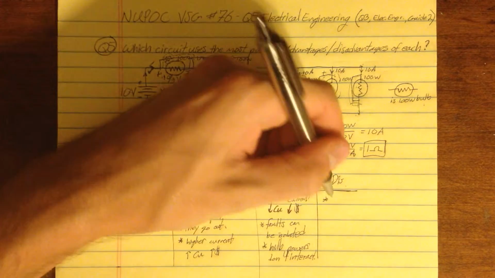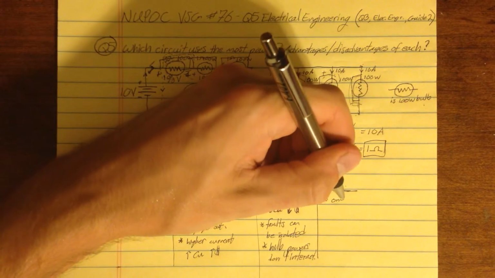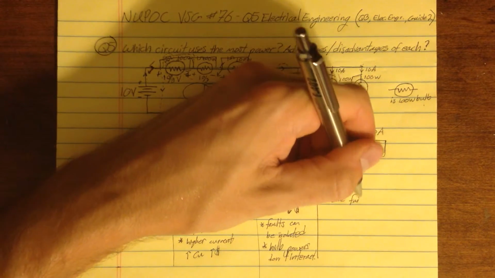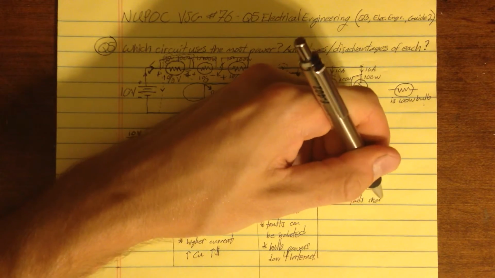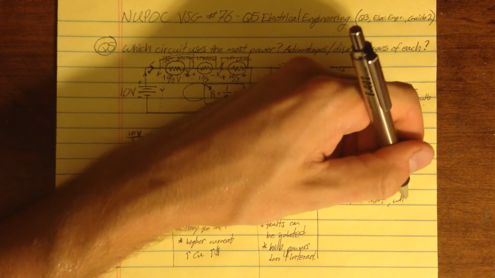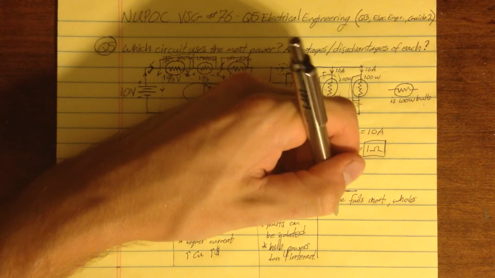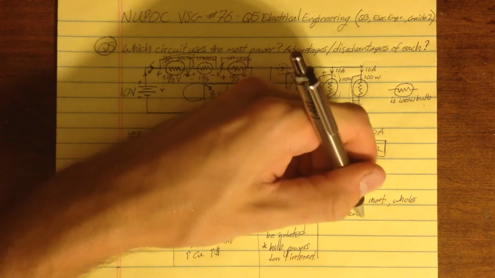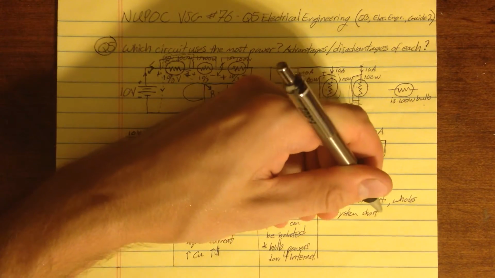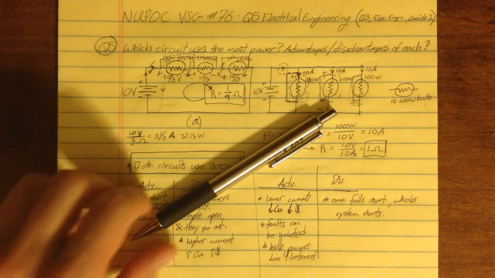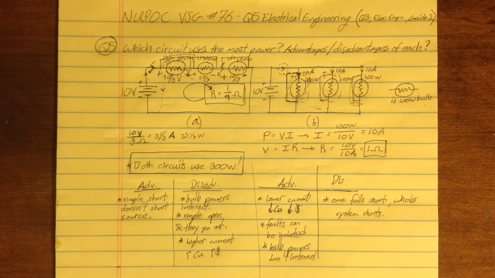So anyways, one fails short and the whole system shorts. And that's it. Hopefully that was a useful little demo about some basic circuits, some basic theory, power, voltage, resistance, and current.